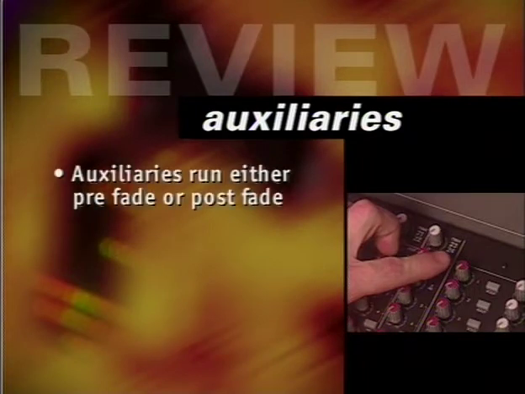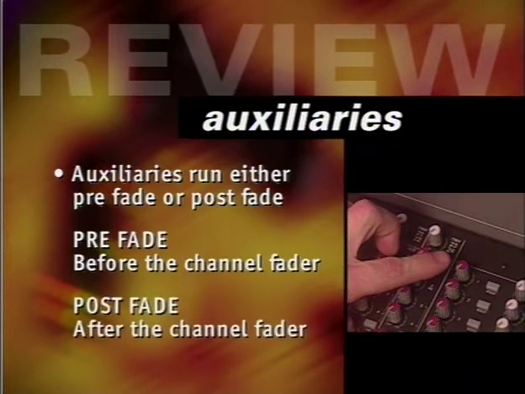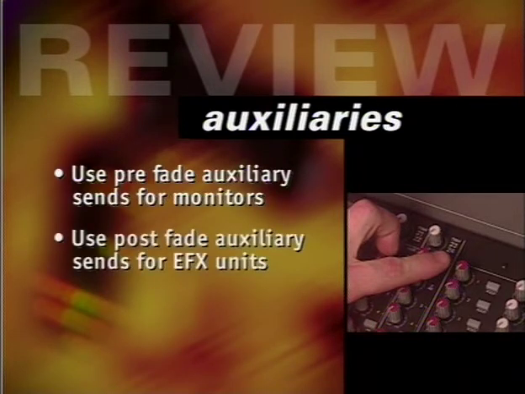Remember that auxiliaries run either pre-fade or post-fade. Pre-fade stands for before the channel fader, and post-fade stands for after the channel fader. Find out which auxiliaries on your console are pre-fade and which ones are post-fade. Use the pre-fader auxiliary sends for the monitors so that when you adjust the channel faders, the level in the monitors does not change. Use the post-fader aux sends for effects units. This way the amount of effect on the vocal stays the same when you adjust the channel faders.